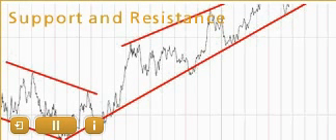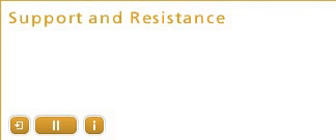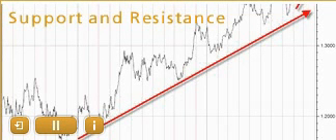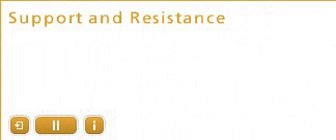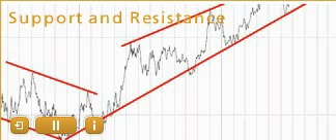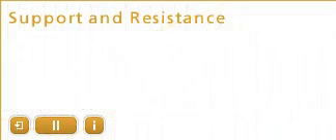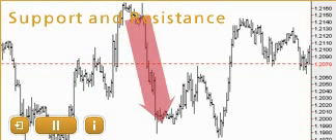Trends and support and resistance levels can help you identify when a stock or CFD is likely to continue moving in the same direction or when it is likely to turn around and change directions. Learning how to identify these points will improve your trading success.